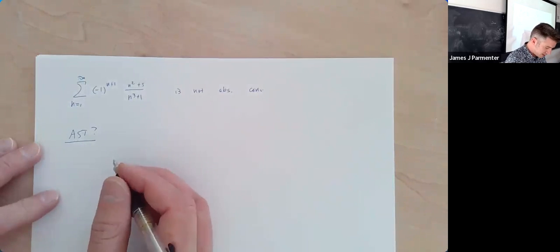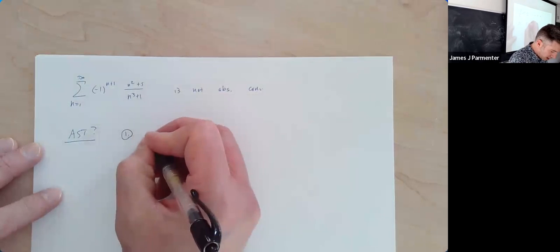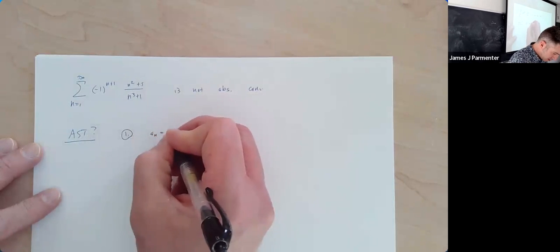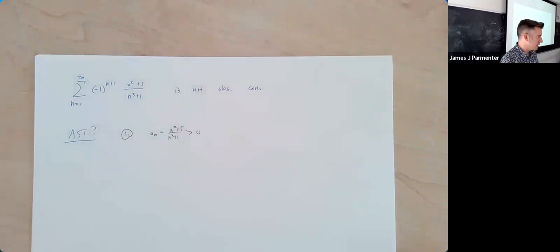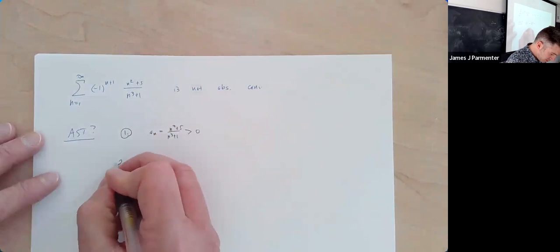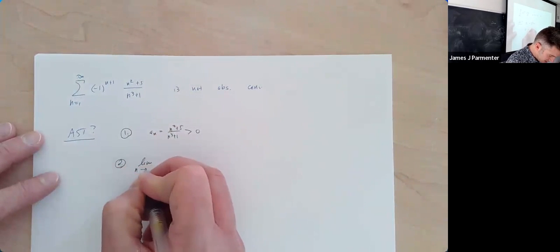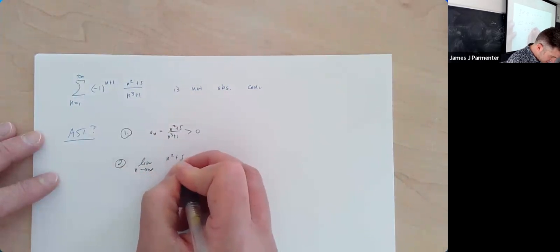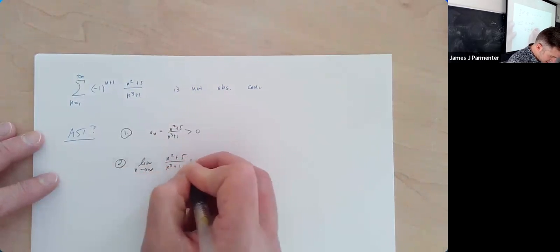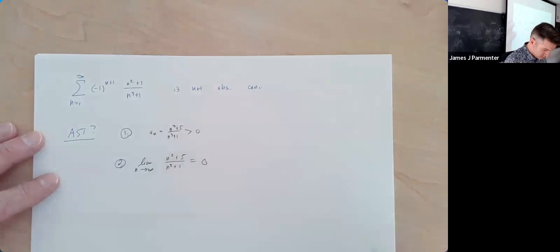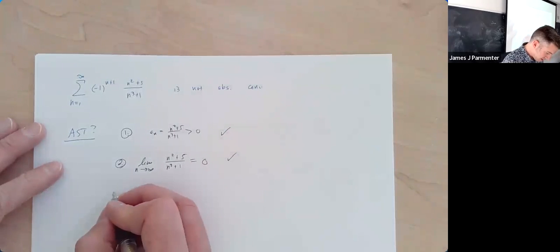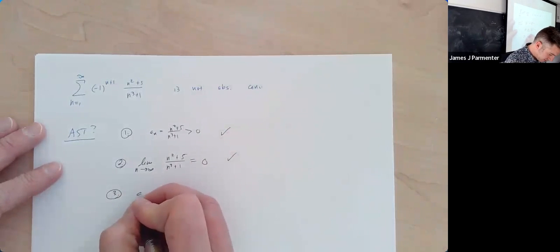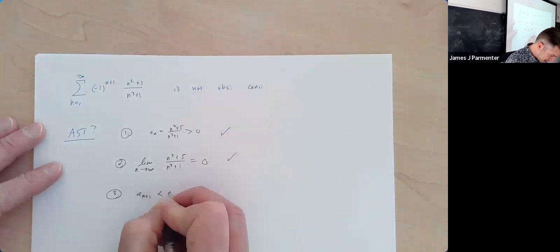So, alternating series test. Thing 1, the non-alternating part, n squared plus 5 over n cubed plus 1, is certainly positive. You almost never really need to check that if you think the alternating series test applies. Thing 2, the limit of the sequence is equal to 0, which it certainly is, because the denominator has a higher power of n than the numerator. And the third thing, which is usually the worst to check, is that the sequence is decreasing. So a sub n plus 1 is less than a sub n.